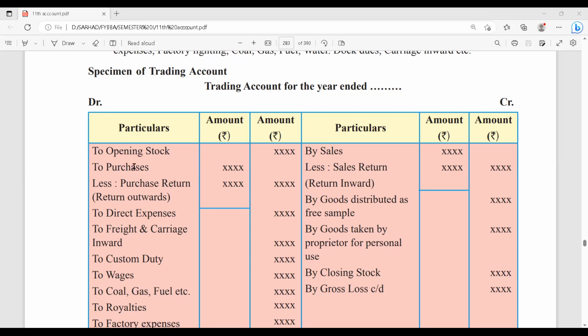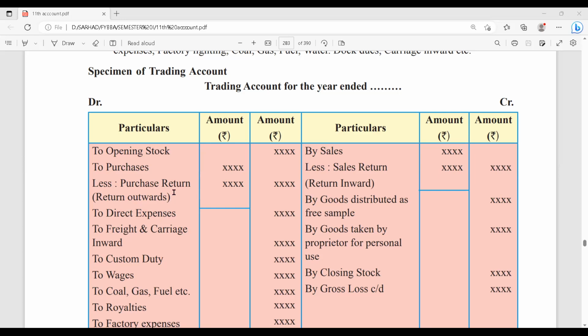First is to opening stock. This will be given in the trial balance on the debit side. Then to purchases. You have to take the purchases amount in the inner column if there are some purchase returns or any unrecorded purchases. Then you have to deduct purchase return, or it can be given as return inward.